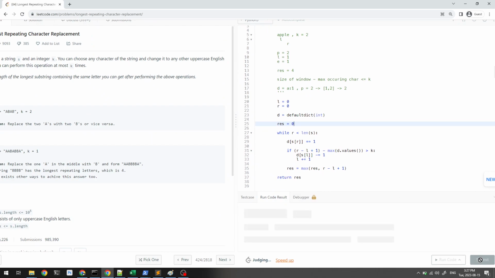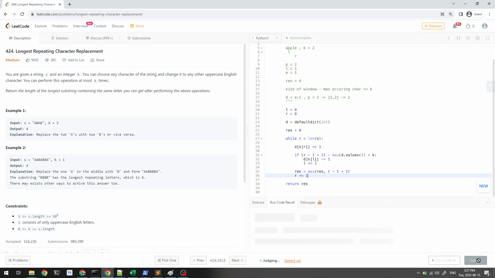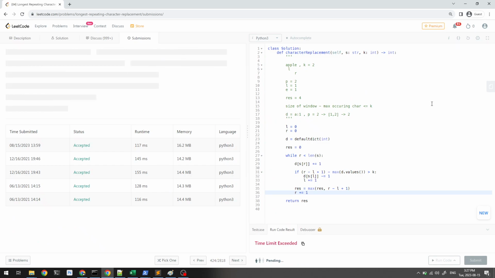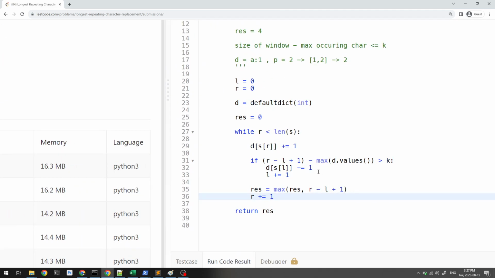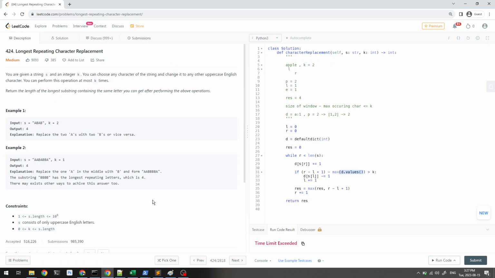Let's take a look. We'll run it, and I have to increase r by 1. That is why it is taking a while, but let's go ahead and do that, and we'll run it. And we can see it passes. So the time is actually just O of n. It's kind of like constant time, because maximum you have like 26 letters, so it's still O of n.